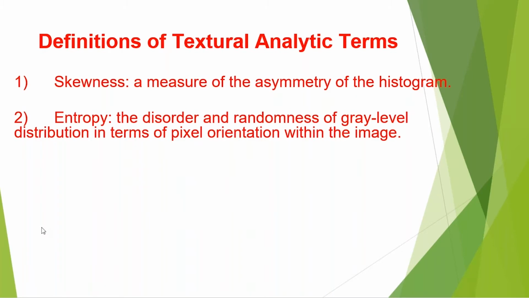Just for those who may not be as familiar, the skewness is a measure of the asymmetry of the histogram for these relaxation times, and essentially a conversion from a normal distribution to a skewed or asymmetrical distribution. And then entropy, which obviously is borrowed from physics, is the disordered randomness of the gray level distribution for the pixel orientation within the image in this instance.